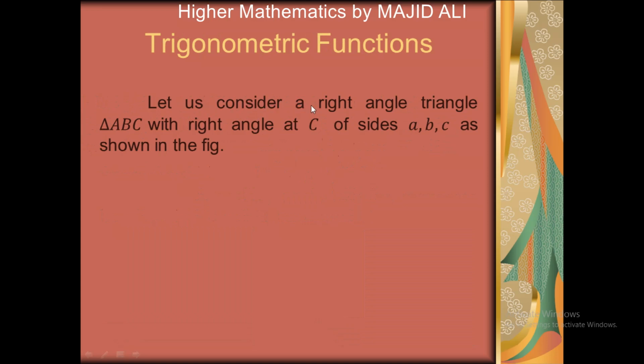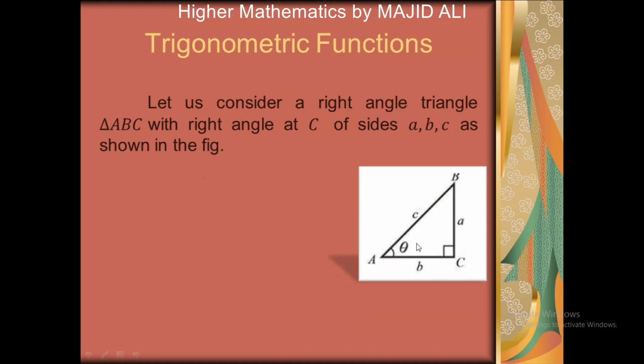Let us consider the right angle triangle ABC. This symbol is used for the triangle with right angle at C. It means that we have formed a right angle at corner C of the triangle with sides A, B, C, as shown in the figure. The right angle is at point C, and both angle B and angle A must be acute angles, less than 90 degrees.